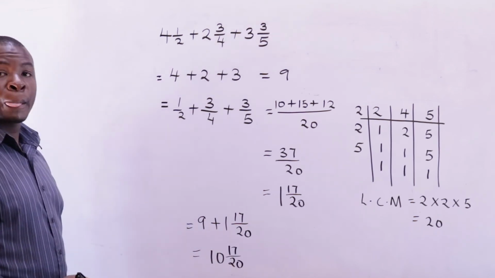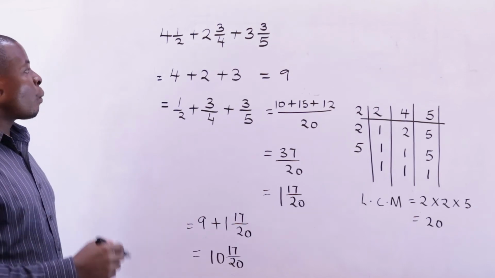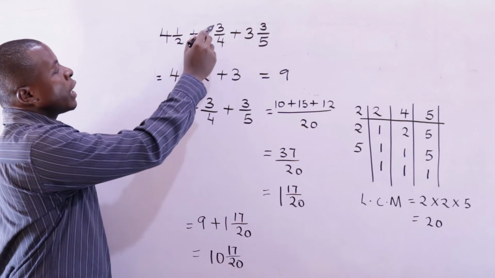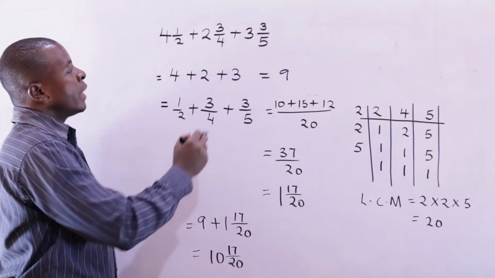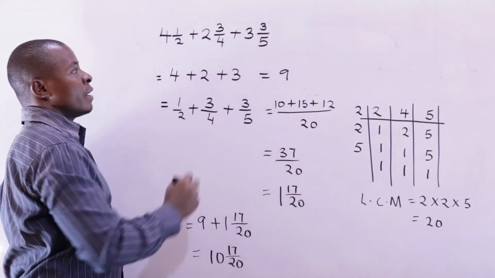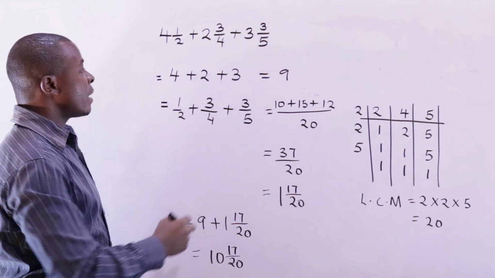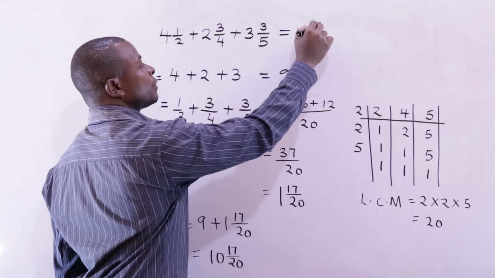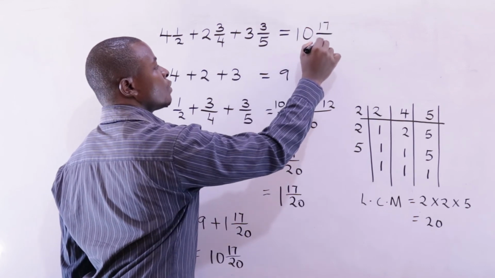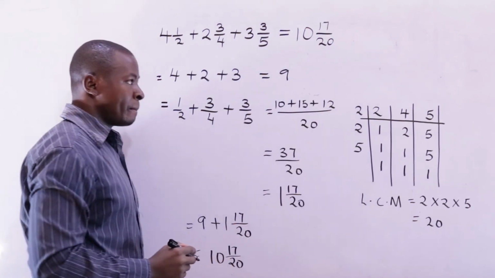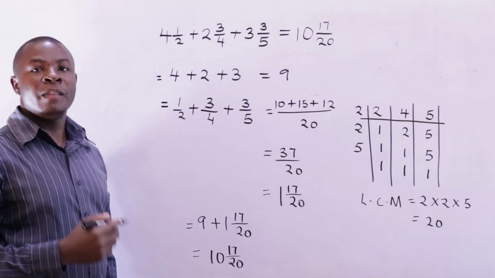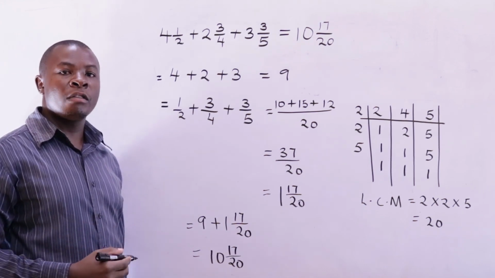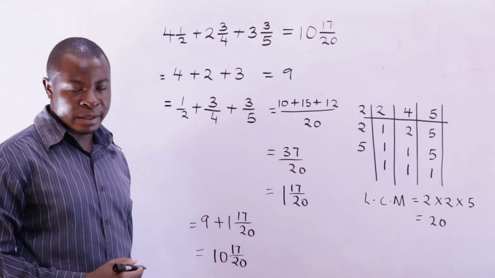Therefore, when we add 4 1/2 to 2 3/4 to 3 3/5, we end up with our answer as 10 whole number and 17 out of 20. Therefore, this is how we solve addition involving mixed numbers.